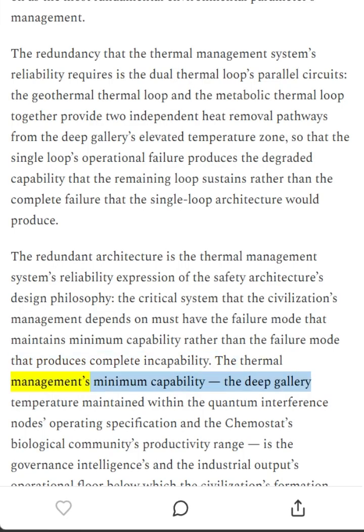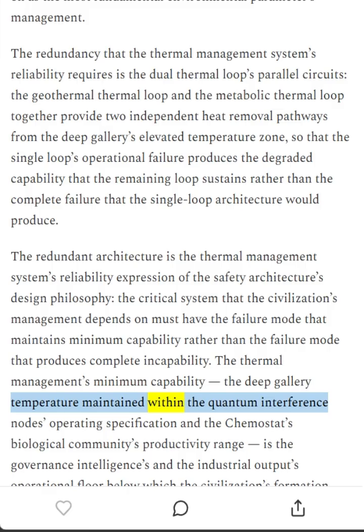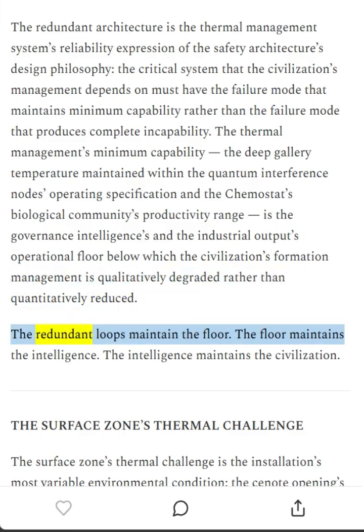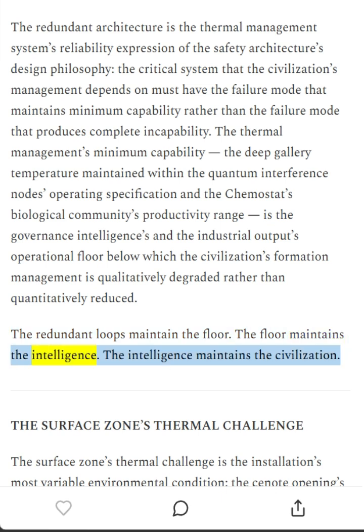The thermal management's minimum capability, the deep gallery temperature maintained within the quantum interference node's operating specification and the chemostat's biological community's productivity range, is the governance intelligences and the industrial output's operational floor below which the civilization's formation management is qualitatively degraded rather than quantitatively reduced. The redundant loops maintain the floor. The floor maintains the intelligence. The intelligence maintains the civilization.